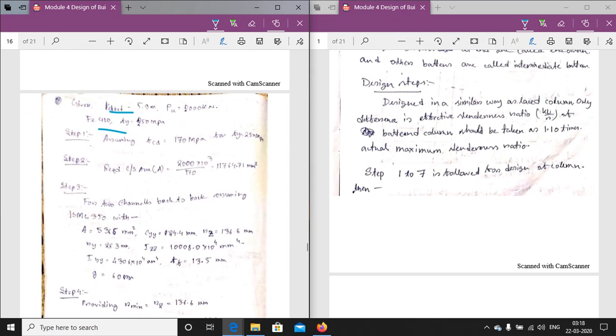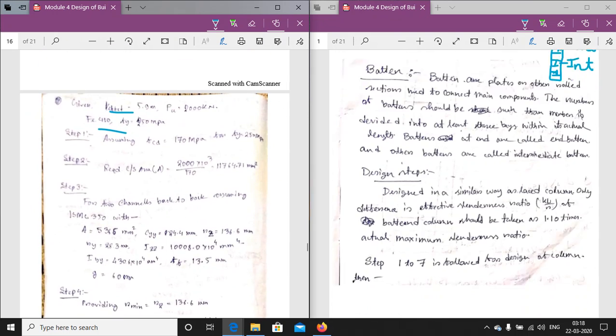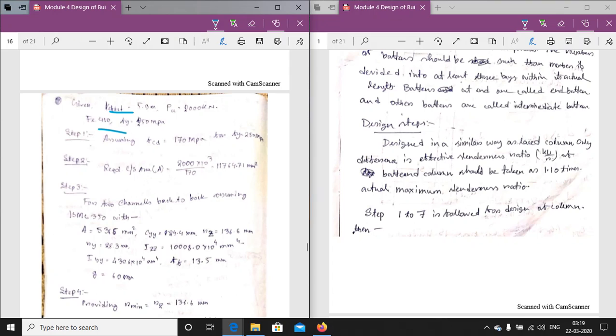So first we have to assume the FCD value, which will be between 125 to 175. Assuming 170 MPa as the load value is somewhat higher, taking FCD equal to 170 for Fe 250. So the required cross sectional area is 11764.71 mm². Now we have to provide two channels back to back, so the two channels should have the required area for that load.